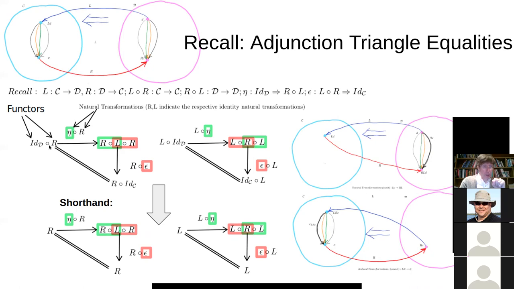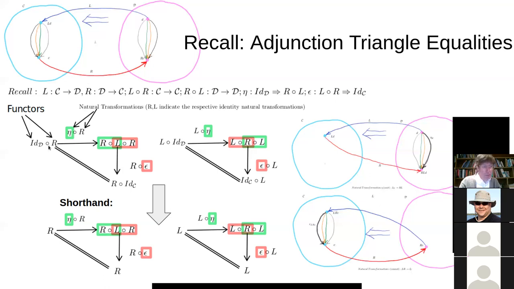But it's composed here with another functor, which is ID on D. So that will just take any old object in D and map it to itself. Any morphism in D mapped to itself. So this is a functor, ID on D. It's a particularly trivial functor or boring functor or basic functor.